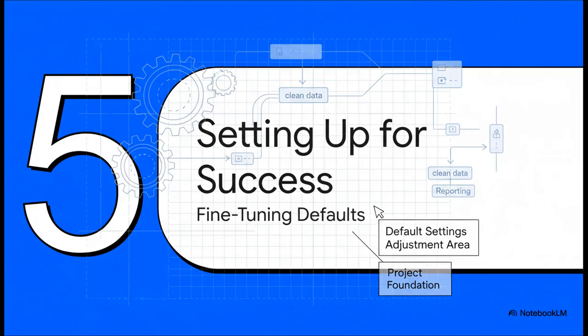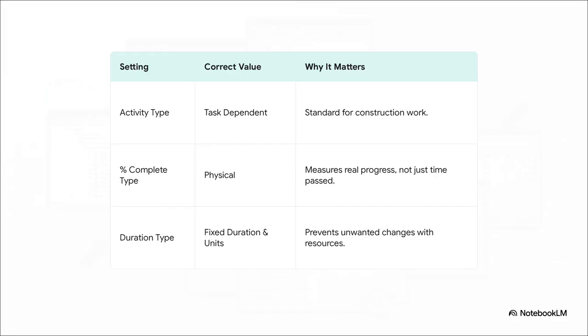We're almost there. The main structure is in place. Now we just need to fine-tune a couple of default settings. This is all about making sure our data is clean and our reporting is powerful later on. Before you even dream of creating an activity, go to your project defaults. The single most important setting here is %complete type. It must be set to physical.